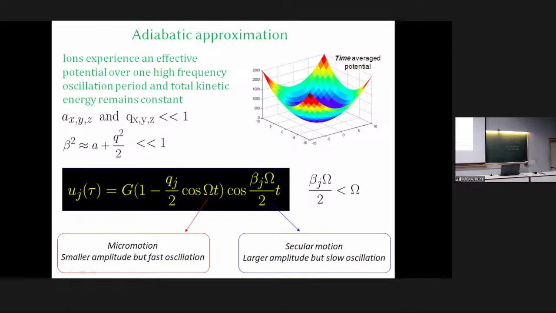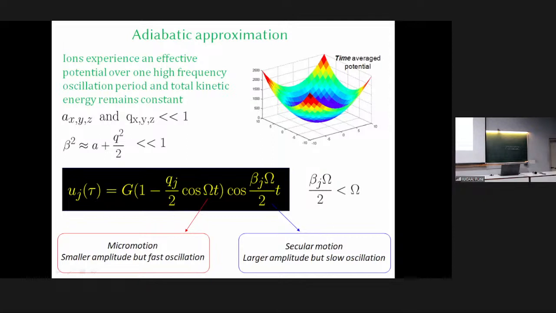So the take-home message is the ion will have one motion which is very fast, which corresponds to this cosine part, and another motion which is rather slower. The micromotion happens at a much faster time scale, and the secular motion happens at a much slower time scale. Just remember these things. You don't need to remember the mathematics.